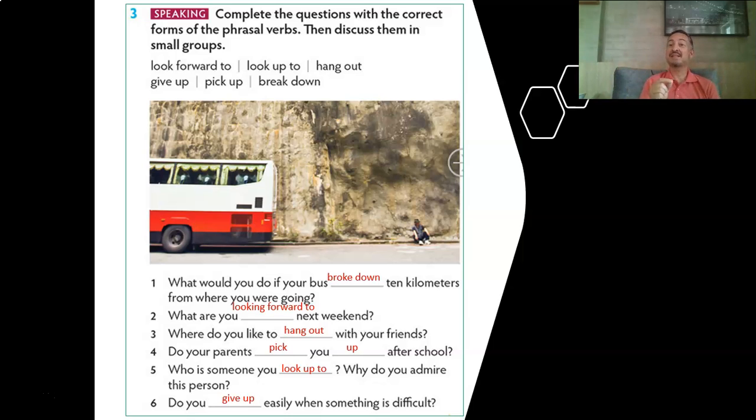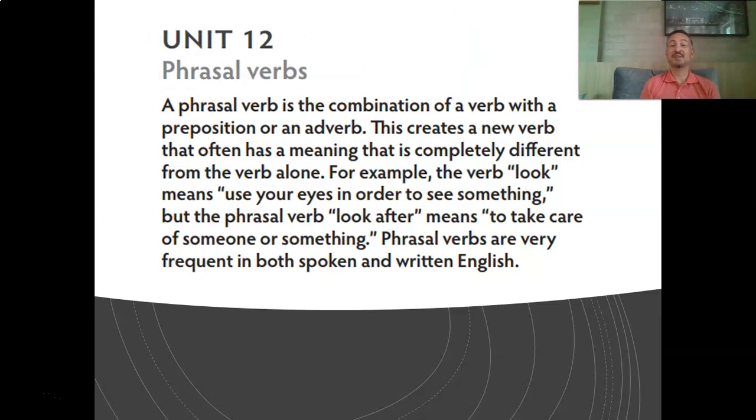And to wrap it all up, we have the explanation again. So a phrasal verb is the combination of a verb with a preposition or an adverb. This creates a new verb that often has a meaning that is completely different from the verb alone. For example, the verb look means use your eyes in order to see something, but the phrasal verb look after means to take care of someone or something.